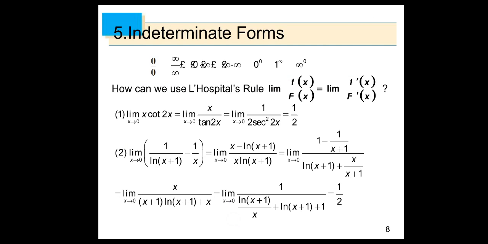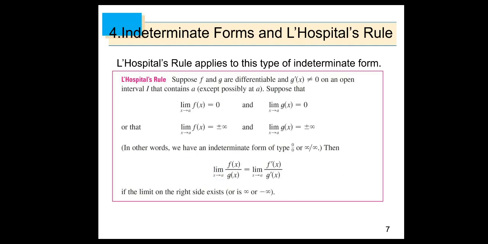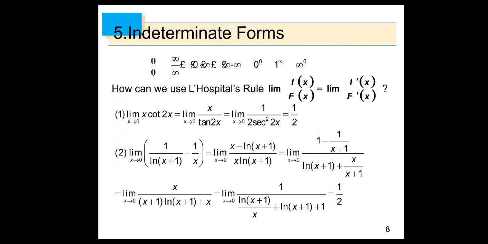So that is the concept of indeterminate form and the L'Hopital rule. You can see over here 0 by 0 is the indeterminate form, infinity by infinity, right? Or minus infinity, or 0 power 0, 1 power infinity, or infinity power 0. So all these forms are indeterminate forms. So how can we use the L'Hopital rule?